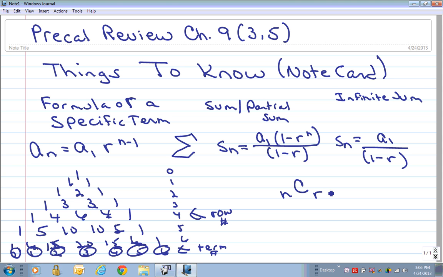And that's going to expand our binomial. This is how we find the coefficients only, and that sometimes can be written as n over r. So sometimes you'll see it that way. Either way, it means that we're going to take n factorial divided by n minus r factorial times r factorial.